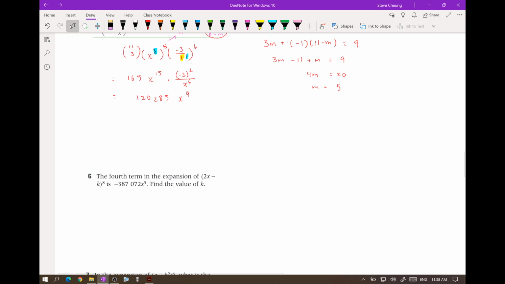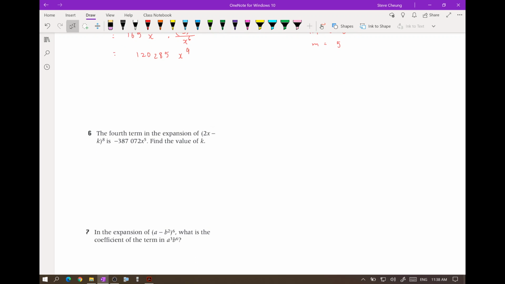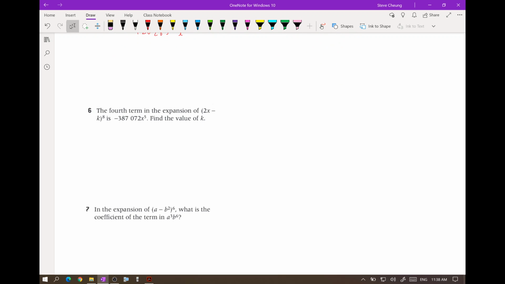Now, question 5, there's a mistake here, and it's actually impossible to solve. It doesn't turn out to be a nice number, unfortunately, so we just skip that. All right, moving on to question 6.